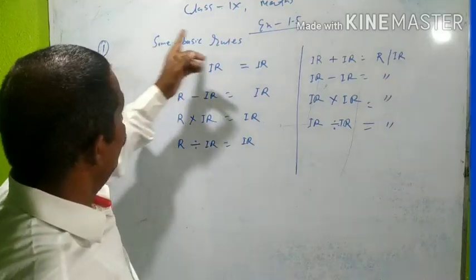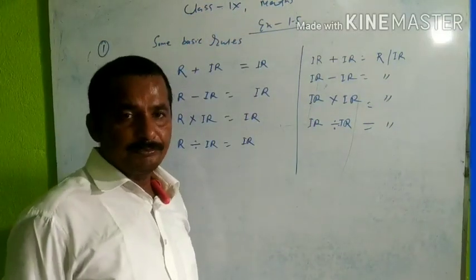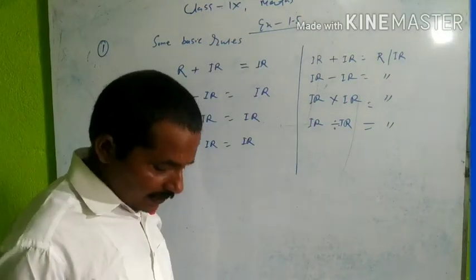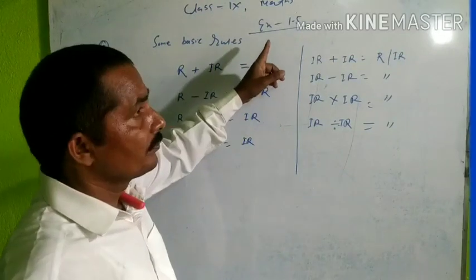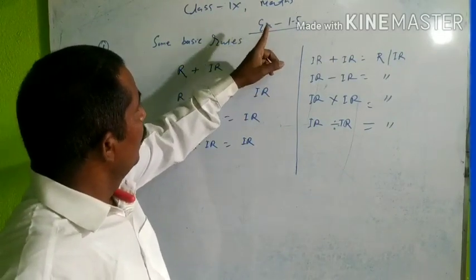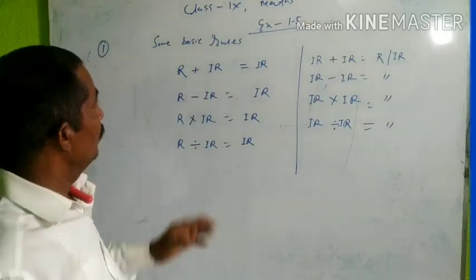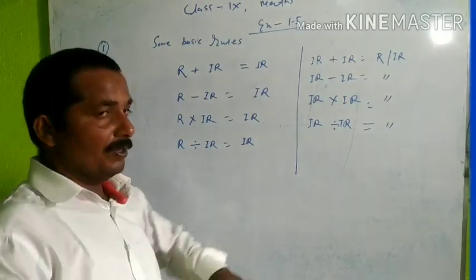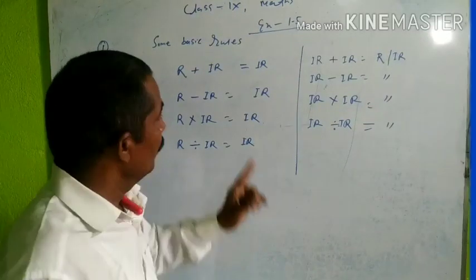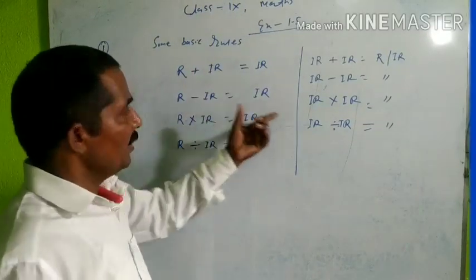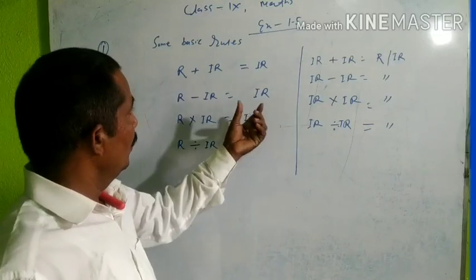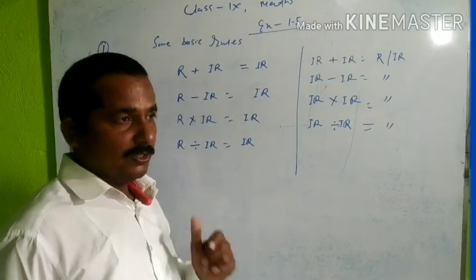Now exercise 1.5. A few sums are given there in the book and some basic rules. So before starting the exercise, try to understand the basic rules, and you will memorize them also, dear students.